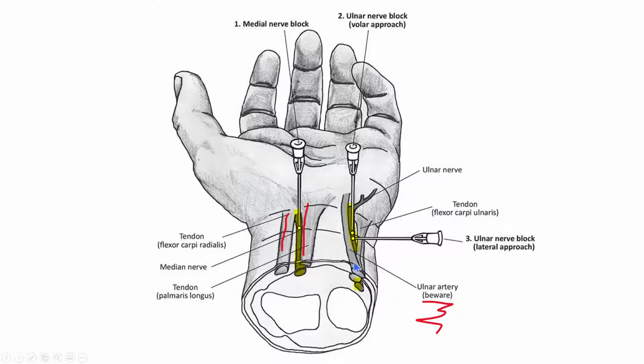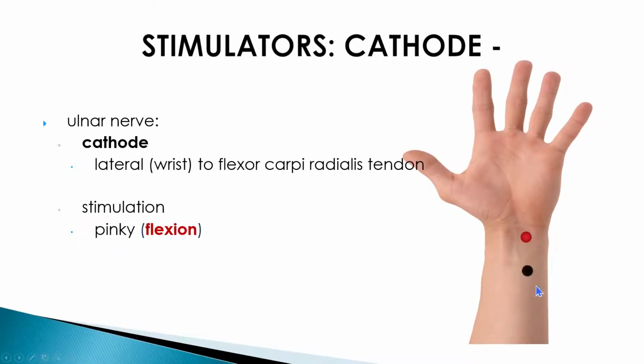Here's the ulnar nerve. You've got to be careful. There's an artery right here. So it's vascular there, so you've got to be careful in placing those needles. The cathode, when you're stimulating the ulnar nerve, goes lateral on the wrist to the flexor carpi radialis tendon. When you stimulate the ulnar nerve, it causes a pinky flexion.